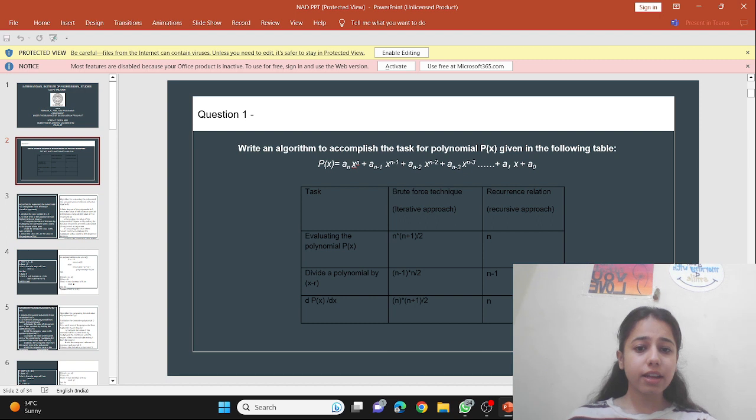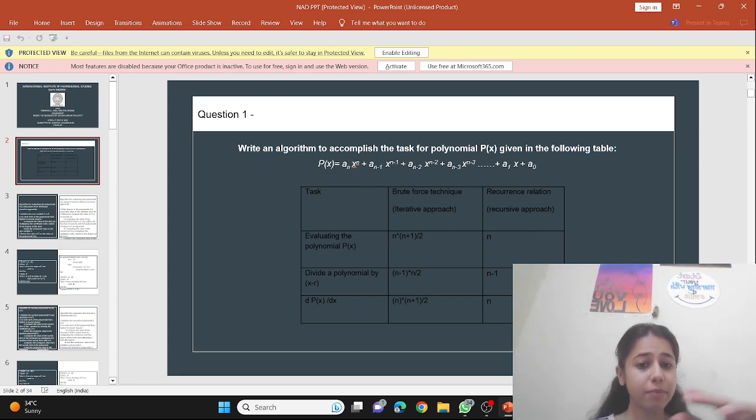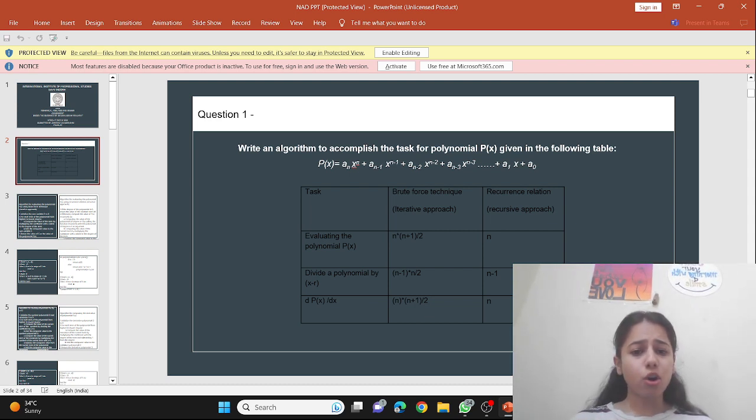So here we see that the power is decreasing: n minus 1, n minus 2, n minus 3, and finally we go up to the 0th power. Our task is to evaluate the polynomial and divide a polynomial by x minus r, and the following approaches are also given: brute force technique and recurrence relation.